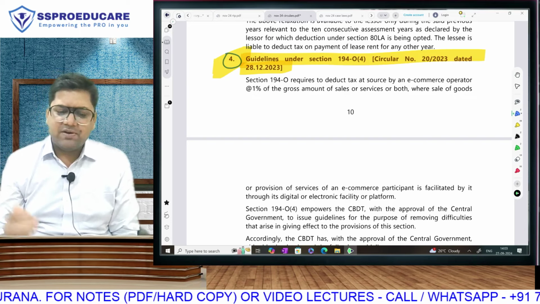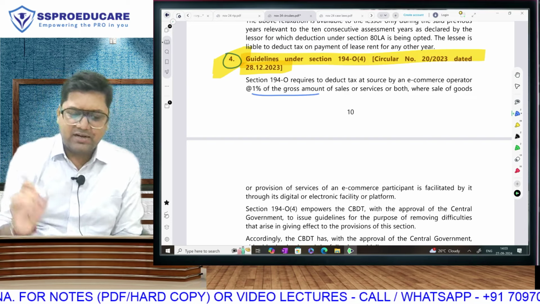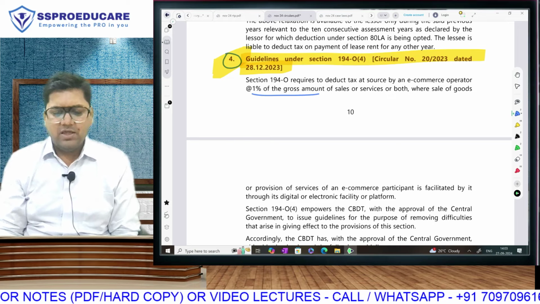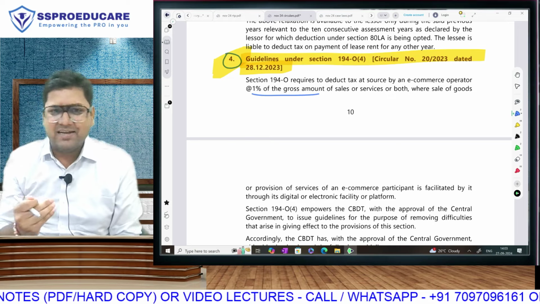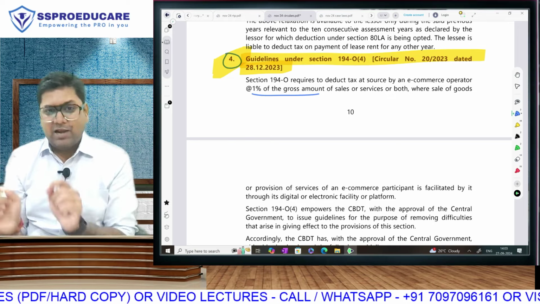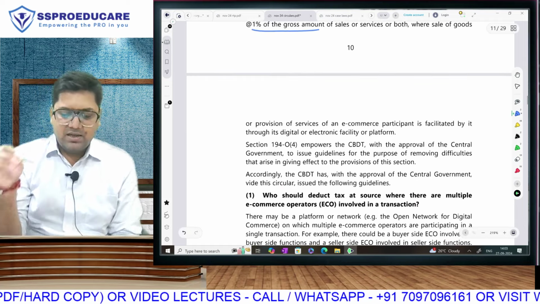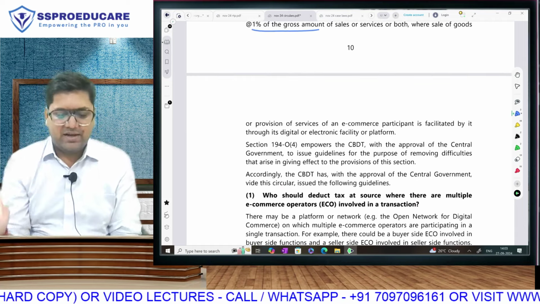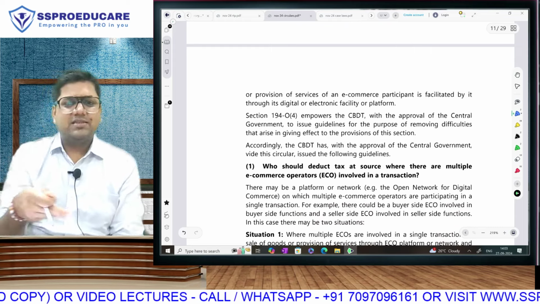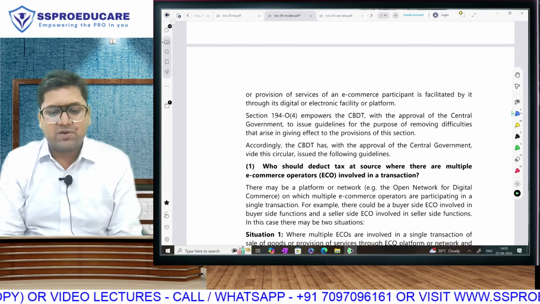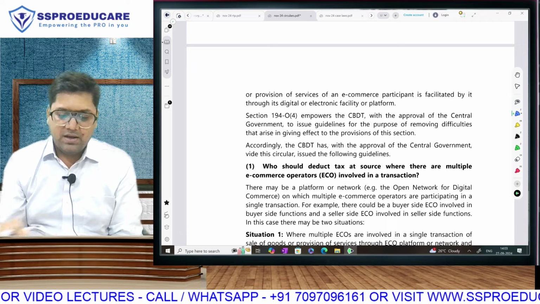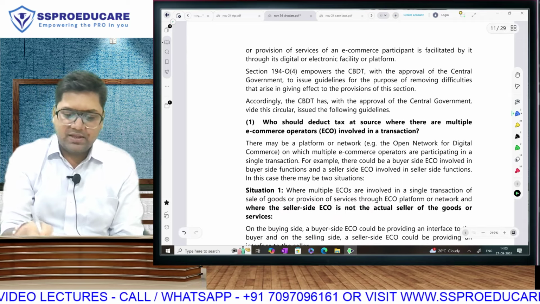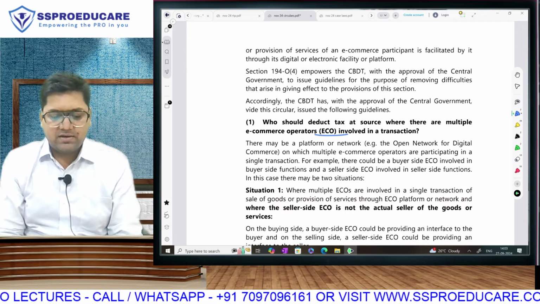So ladies and gentlemen, 194O requires TDS at 1% on the gross amount under e-commerce. I am not doing every single line reading, that much is not required. I'll focus on what new thing is introduced. See, you are already aware that 194O is talking about e-commerce. Here they have given an introduction, because the government has to give an introduction with respect to everything. We are aware that e-commerce operators are required to deduct TDS.